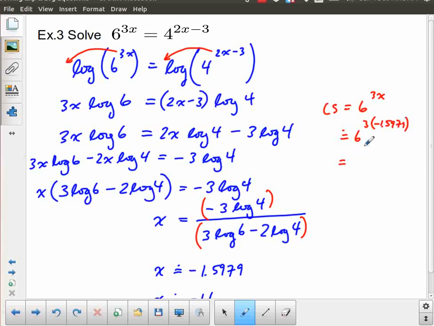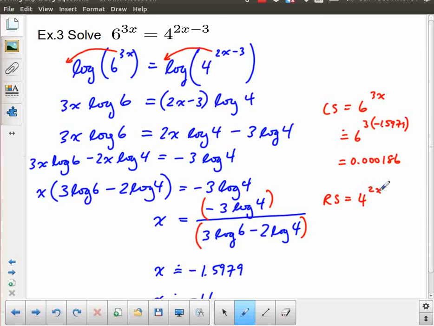And that works out to be 6 to the power 3 times negative 1.5979. Now this time I'm not keeping all of my digits in my calculator, so I end up with 0.000186. Now by not keeping all of my digits, by just using this answer rounded to 4 decimal places, I want you to see that it should be close, but it does have an impact.